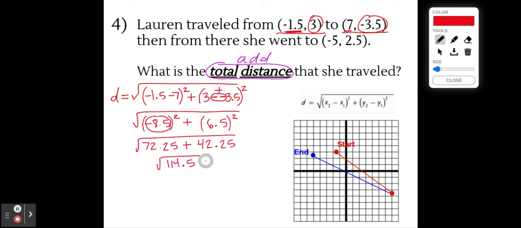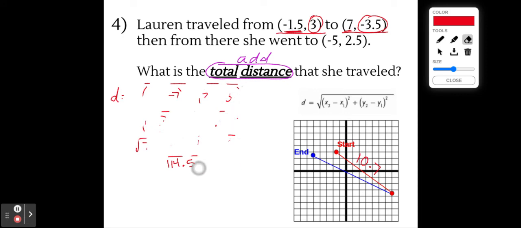So now I'm going to use the calculator to evaluate maybe out to the tenths place. Square root of 114.5 is approximately 10.7 units. Okay, so here I have the distance right here of 10.7 units. That's the distance in red. Okay, so that's all of my work in red. I'm going to erase that.